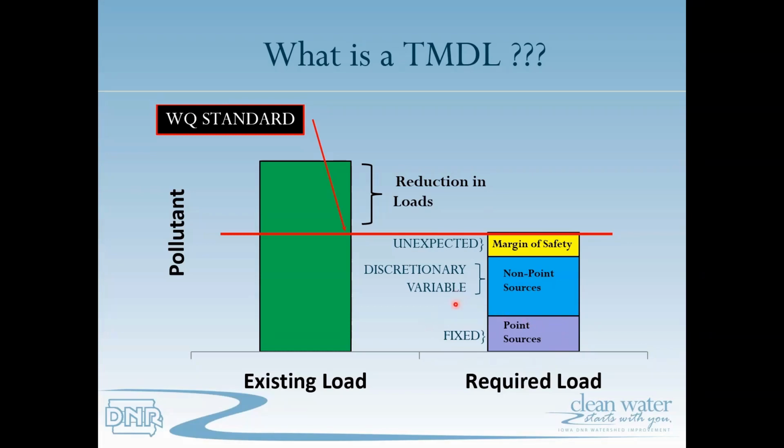Our variable sources would be those non-point sources, things that are associated with runoff or that have variable conditions associated with them. And then we're going to have some kind of a margin of safety or savings to set aside for any unexpected, unforeseen circumstances that we may encounter later on in the future.